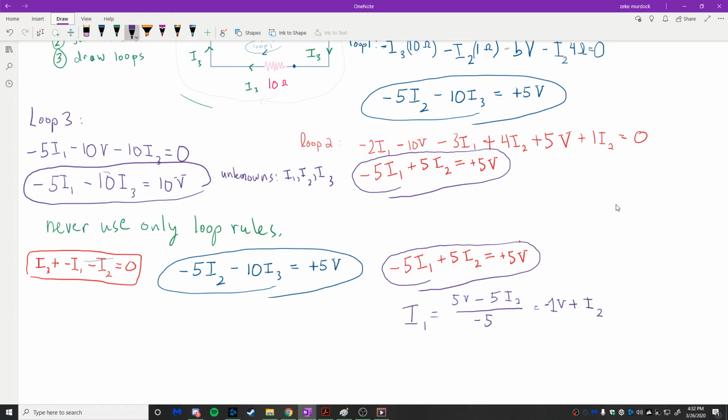Okay. And then over here, we can do the same thing. We can solve for I3 and say I3 is going to be equal to 5 volts plus 5I2, divided by negative 10. So 5 over negative 10 is going to be, make sure I did this right. Does that algebra look right to you guys?